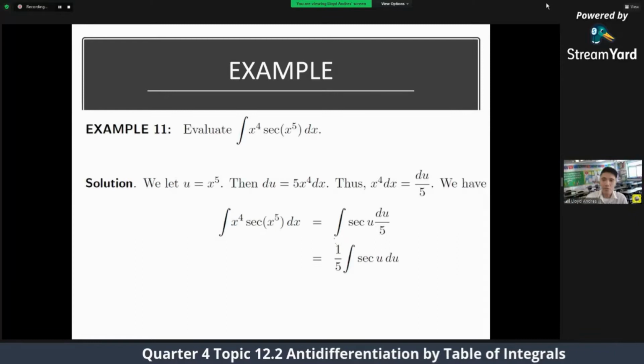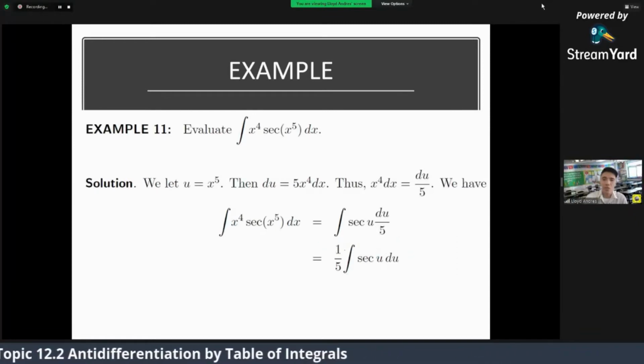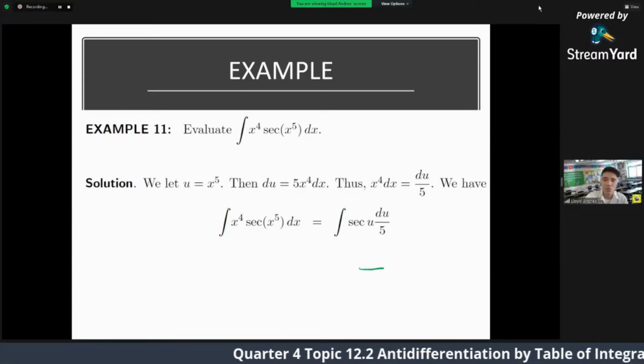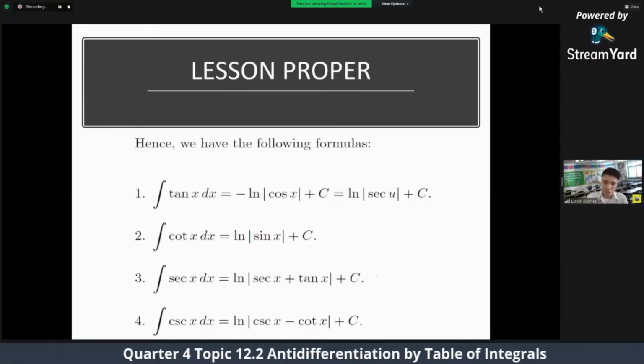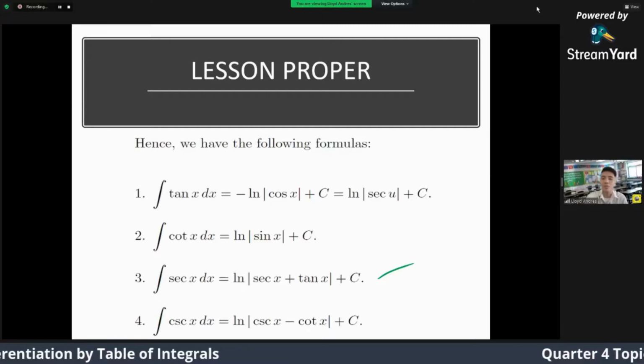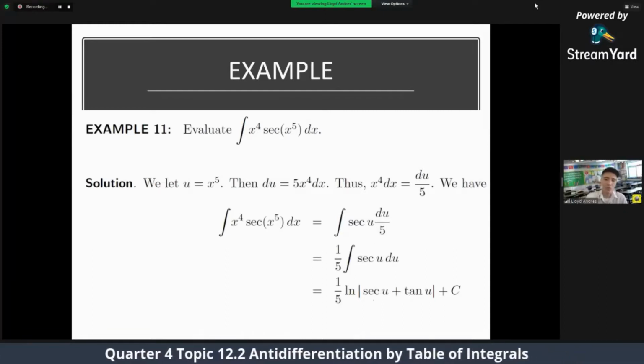After this, it is just the integral of secant u. And since we have the table, for this integral of secant u, we will use this: the integral of secant x dx is ln of the absolute value of secant x plus tangent x, plus c. That is for x. For u, we use secant u plus tangent u.